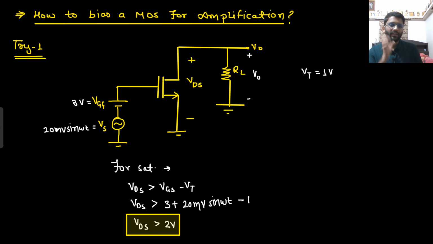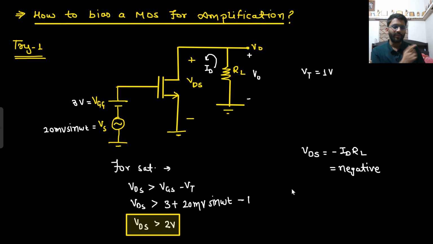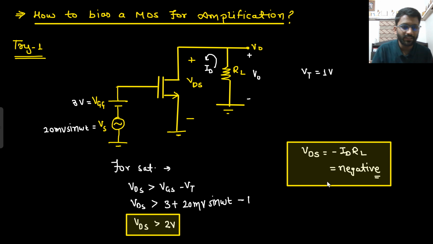Now let's just assume my transistor turns on. If my transistor is on, there will be some ID current flowing through it. Then what will be your VDS value? VDS value will be minus ID into RL, which is negative. You needed VDS to be greater than 2 volt, but here you are getting VDS to be negative. So this is not desired.